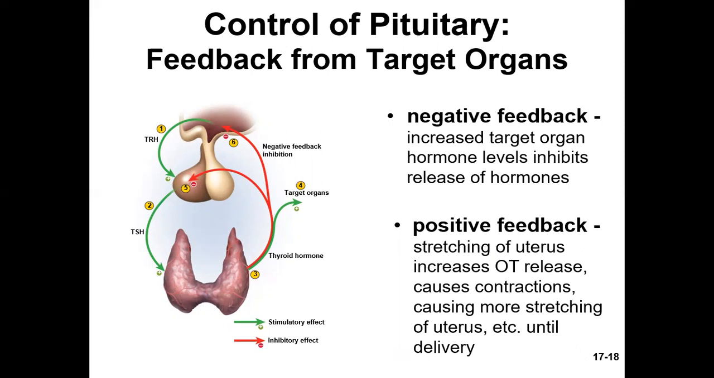When we have a positive feedback loop, like oxytocin release, which will cause a contraction, the pituitary gland's like, oh, okay, we started this, we need to finish it. And this will go until there's a signal that the baby has been delivered.